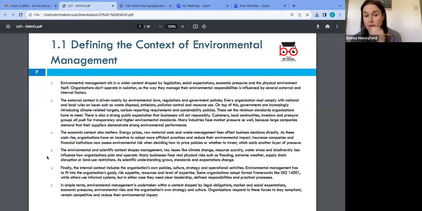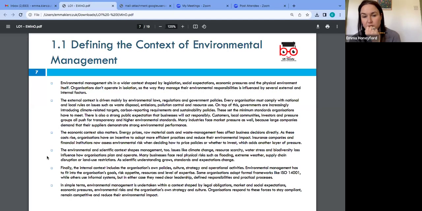Insurance companies and financial institutions now assess environmental risk when deciding how to price policies or whether to invest, which adds another layer of pressure. The environmental and scientific context shapes management too. So issues like climate change, resource scarcity, water stress, and biodiversity loss influence how organisations plan and operate. So I guess it's about an organisation really scoping out and understanding what the key environmental impacts are for them, and then understanding what the science behind that is as well.